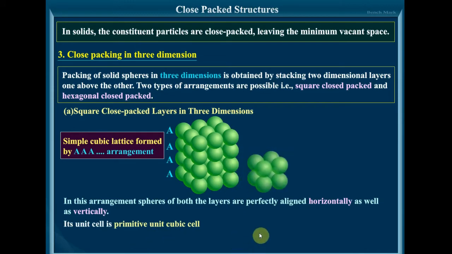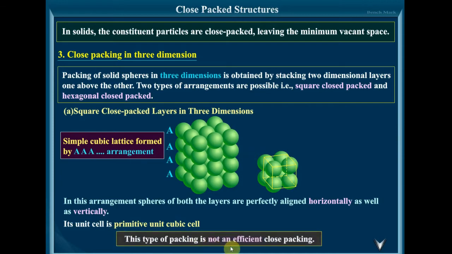Its unit cell is a primitive cubic unit cell. This is how it is actually arranged. What we learned earlier was simply represented by points, but this is the actual arrangement of the solid particles. The particles are at the corners and hence it is called a simple cubic unit cell. This type of packing is not an efficient close packing, as I have mentioned earlier.